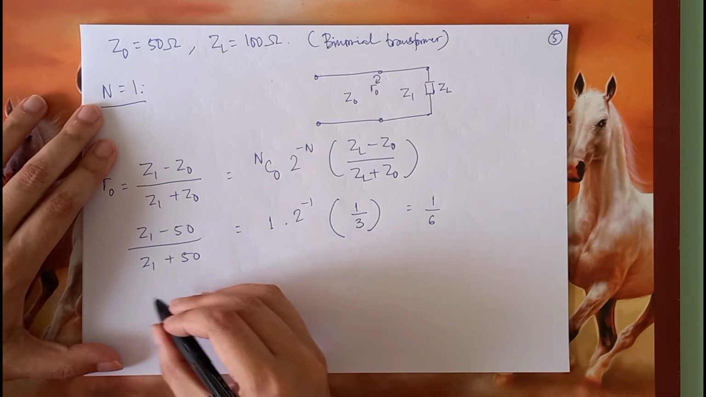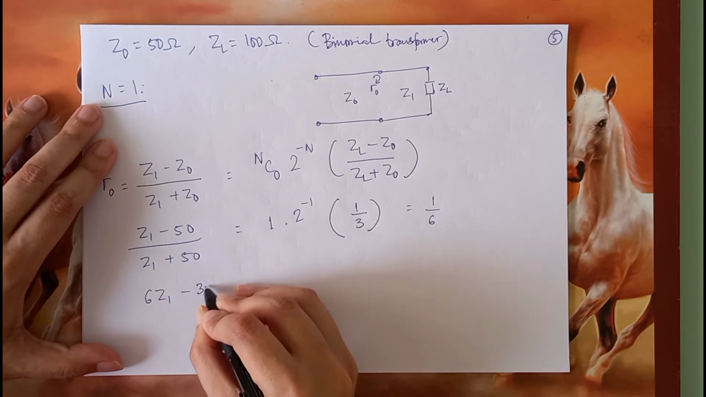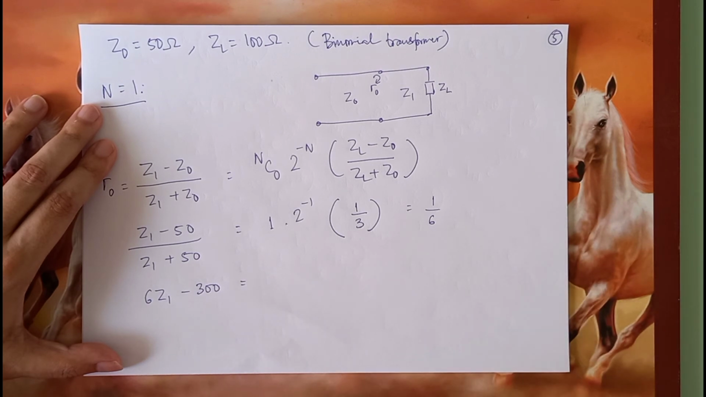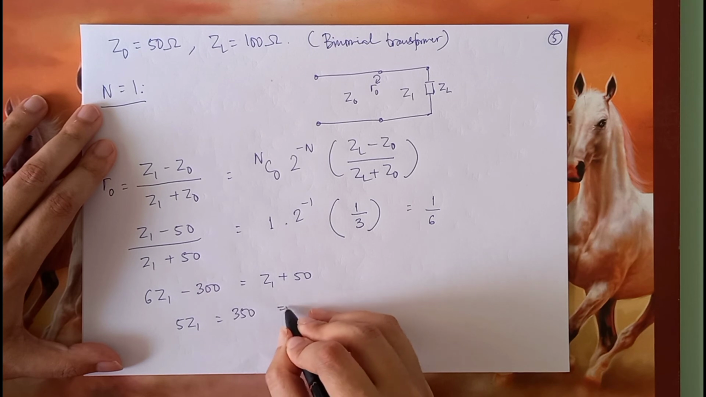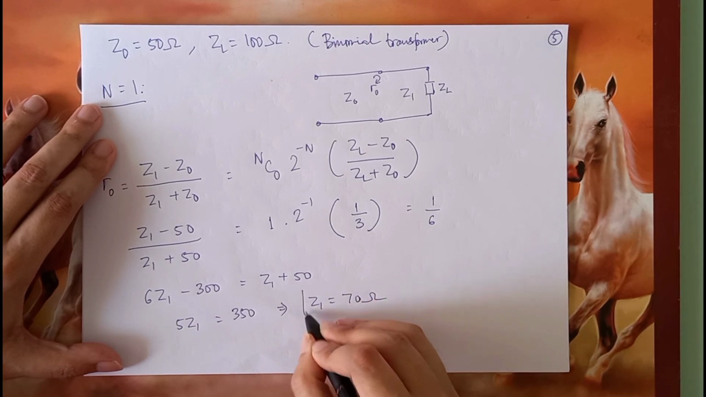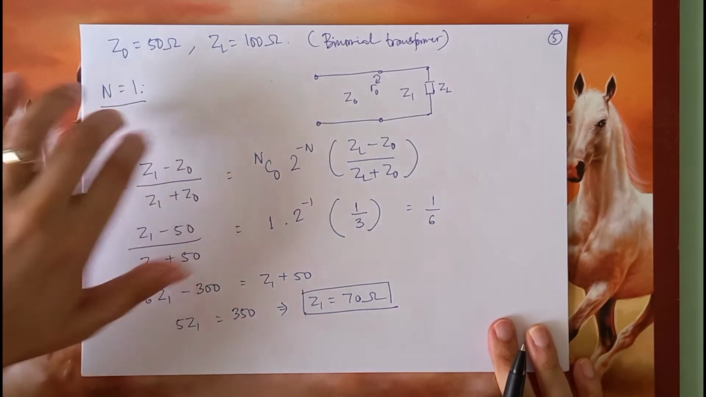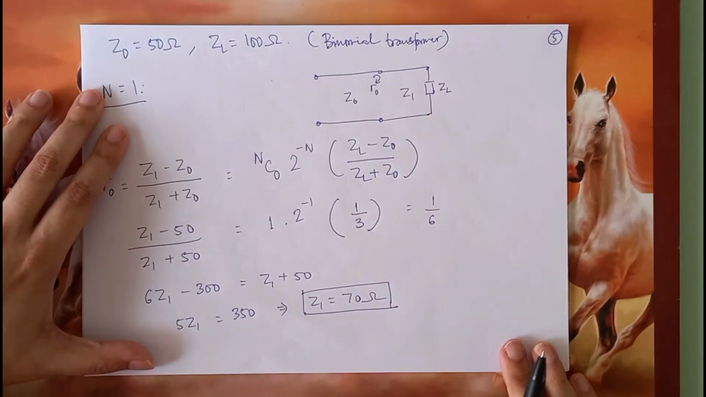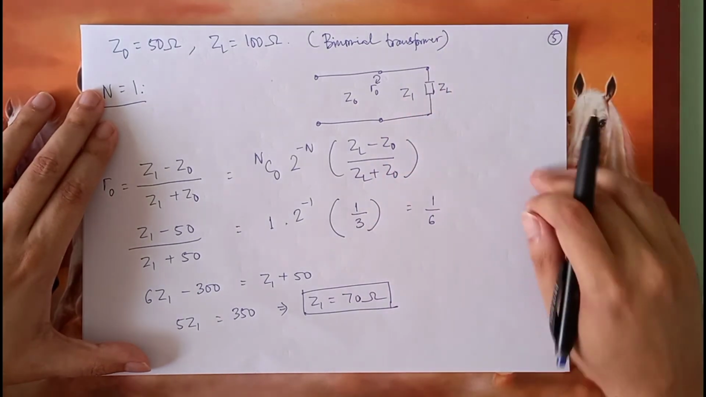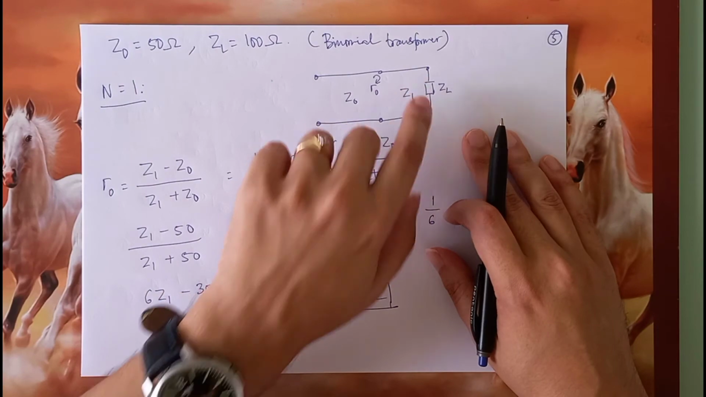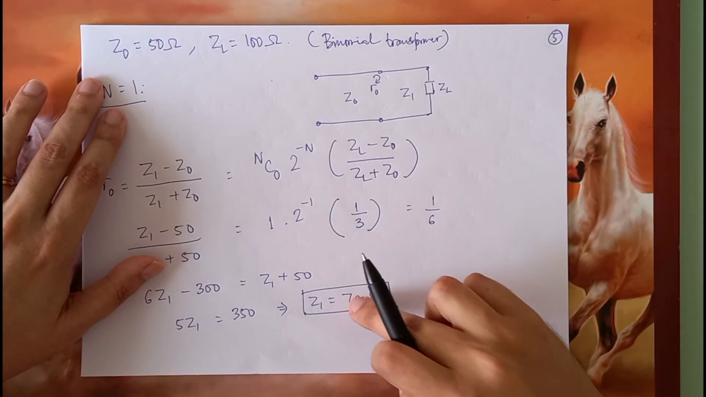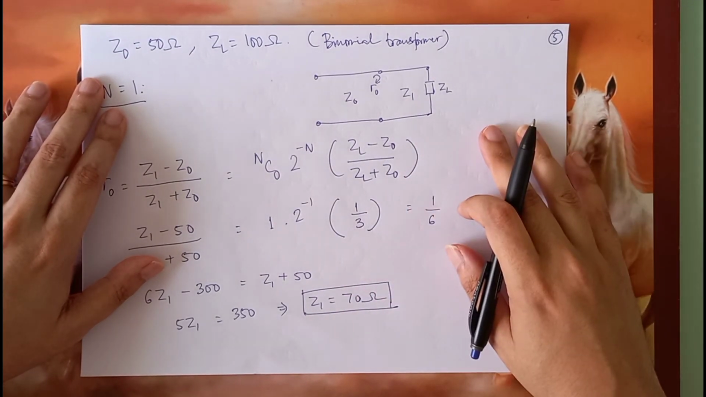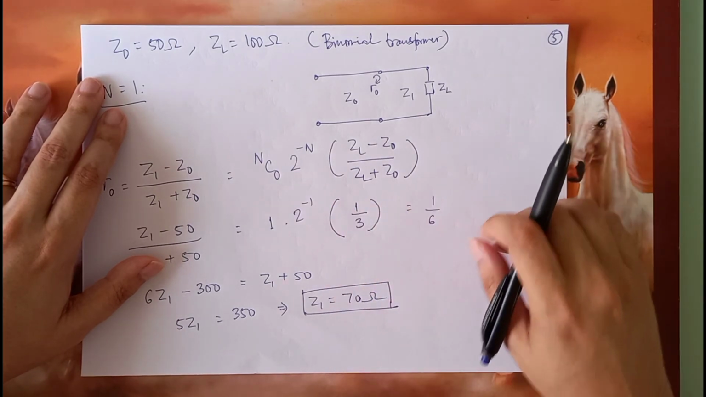So what will that be? 6Z1 minus 300 would be equal to Z1 plus 50. So 5Z1 would be equal to 350. So that means Z1 is 70 ohms, which interestingly is very close to that 70.71 which we normally have with a quarter wave transformer, because if the value of N reduces to 1, whether you are using the equal gamma transformer or a binomial transformer, the solution will be very, very similar. So that is how you can solve for it.